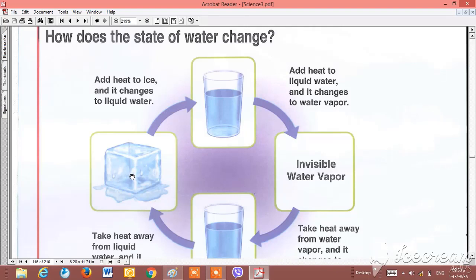Here we have a cube of ice. Add heat to ice and it changes to liquid water.